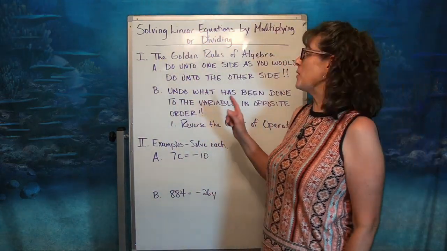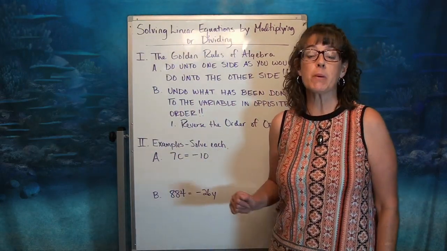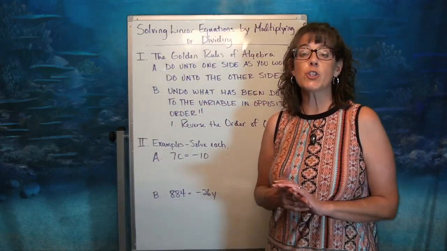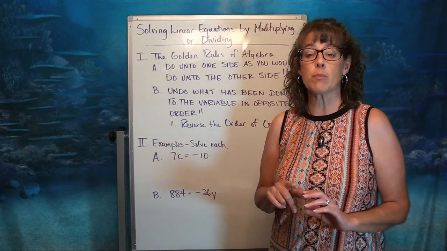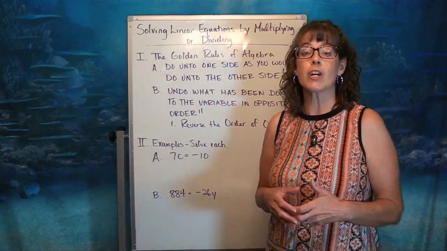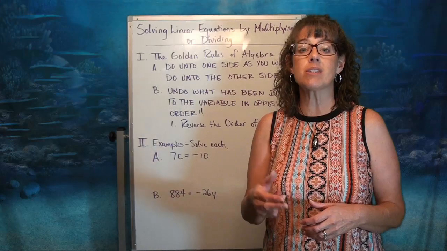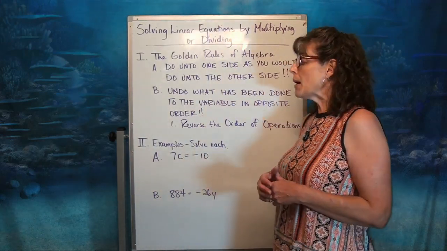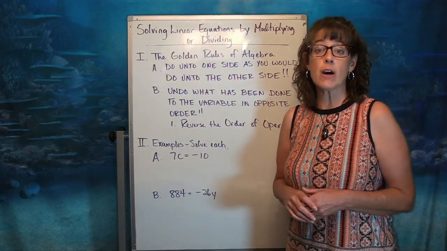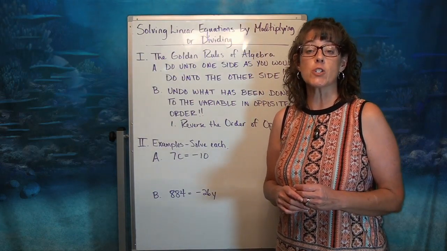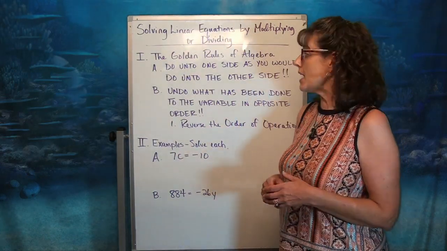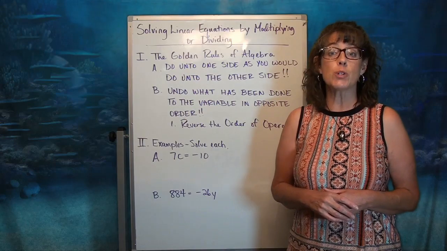But what I do know is how to solve linear equations by multiplying or dividing. So we're going to continue to look at linear equations in one variable, and we're going to continue to look at the types of equations where it only takes one step to solve that equation. But we need to recall those golden rules of algebra in order to be able to solve these equations. And remember, the golden rules of algebra say, do unto one side as you would do unto the other side.